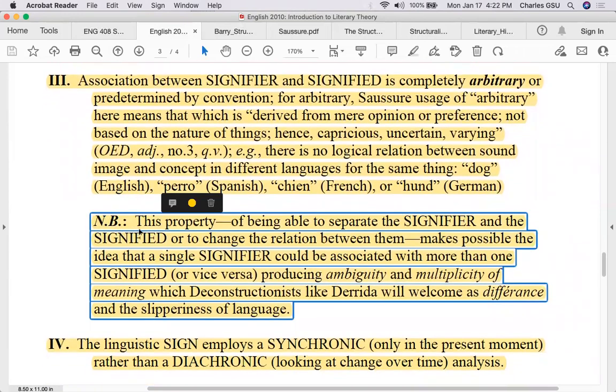This abbreviation is nota bene, meaning note well or take good notice of. This property, that is, being able to separate the signifier and the signified, or to change the relation between them, makes possible the idea that a single signifier could be associated with more than one signified, or vice versa, producing ambiguity and multiplicity of meaning, which deconstructionists like Derrida next week or so will welcome as difference and the slipperiness of language.